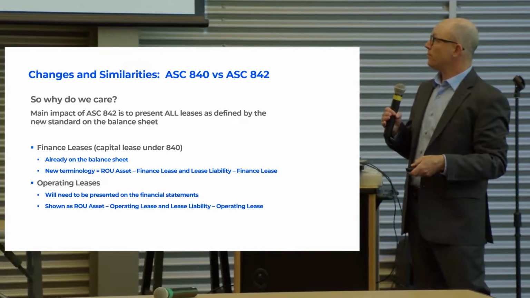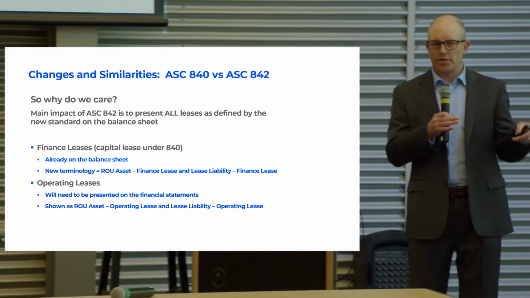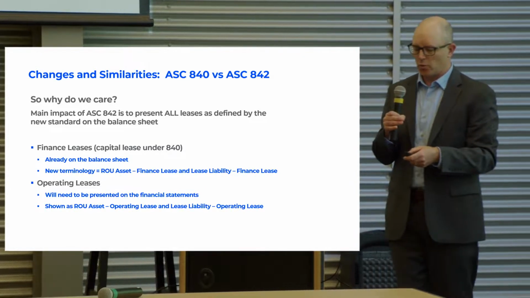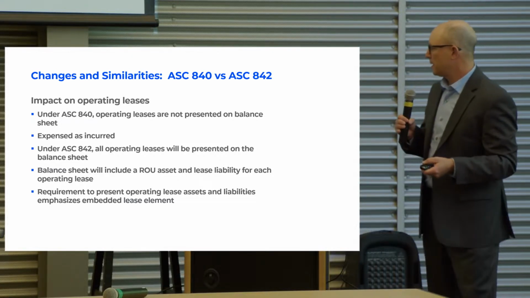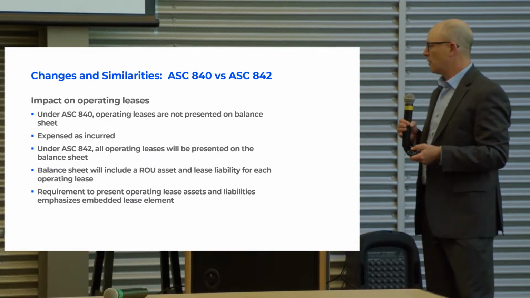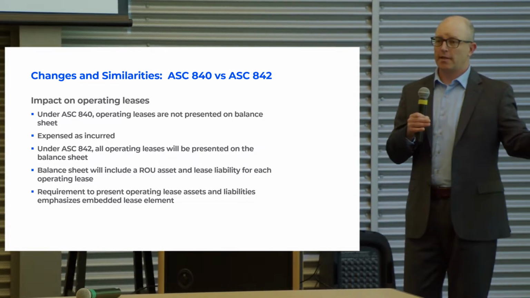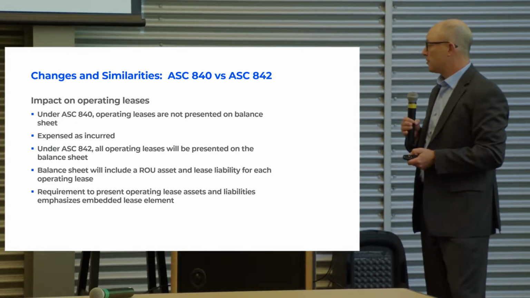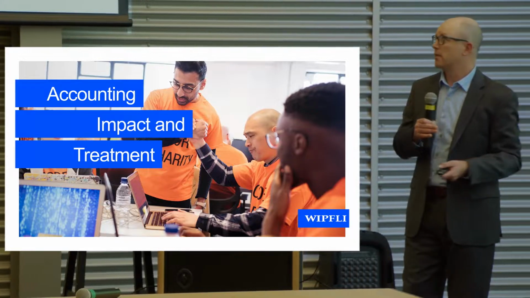So your operating leases will now show up as a right of use asset and a lease liability instead of just rent payments. We'll take a look at what that looks like. The impact on operating leases under 840: like I said, these were just expensed as incurred. You'd pay a rent expense, cash would go out the door, you'd have no asset, no liability. And now you're going to have all these liabilities and all these assets that you didn't have before.